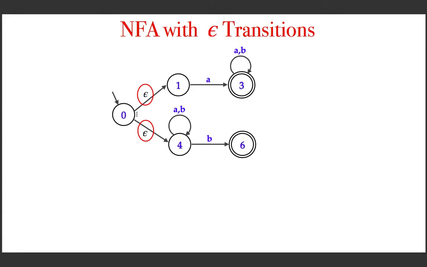For example, in this machine, by just reading the single symbol A, you can reach state 3. How will you reach? You first take this epsilon transition and then this A transition. So the input symbol processed along this path is just A. The label of the path is epsilon concatenated with A, which is just A. And in fact, to process an input, the machine should first make a move either to state 1 or to state 4, and then it can process the first symbol of the input.